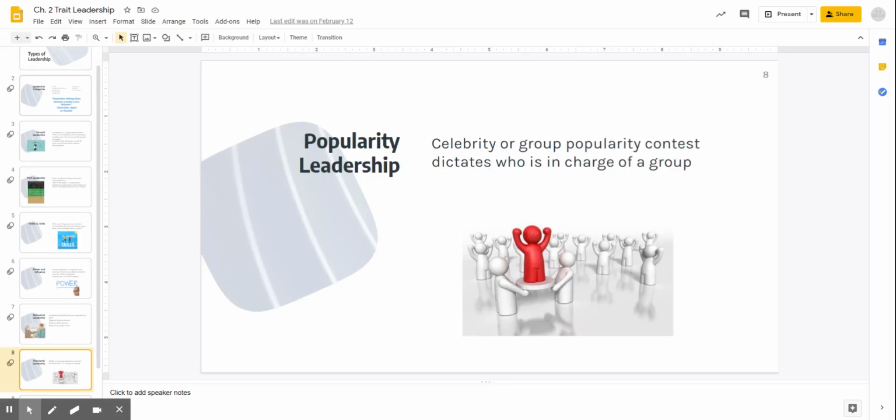The next one we look at is popularity leadership. Popularity leadership really is exactly what it is. It's when celebrities or group popularity contests dictate who's in charge of a group. So if you really look up to, let's say, a celebrity, hopefully they're making good choices, because they're a leader because of what their celebrity is.